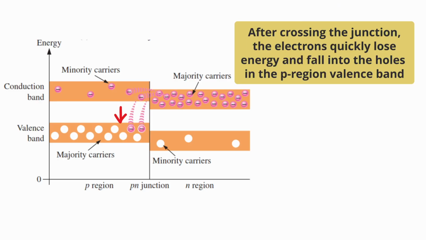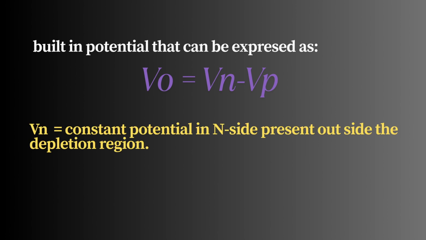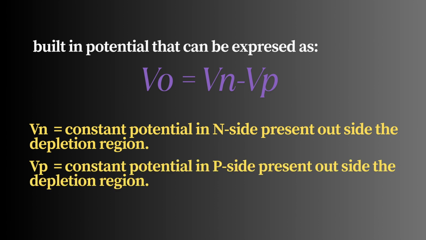But while doing so, these electrons rapidly lose energy. So as soon as they reach the conduction band in the p side, they fall into the valence band and recombine with the holes there. This recombination leads to the creation of positively charged ions on the n side and negatively charged ions on the p side. And a depletion region is created whose built-in potential can be expressed as V naught equals Vn minus Vp, where Vn represents the constant potential in the n side outside of the depletion region, and Vp represents the constant potential in the p side outside of the depletion region.